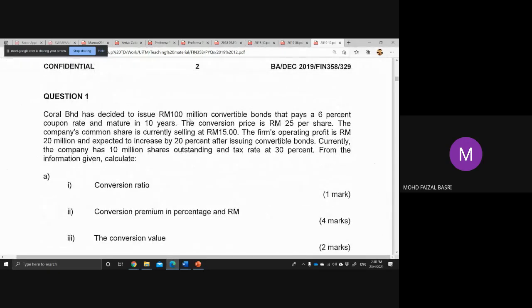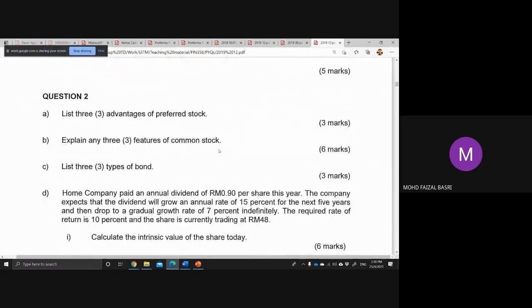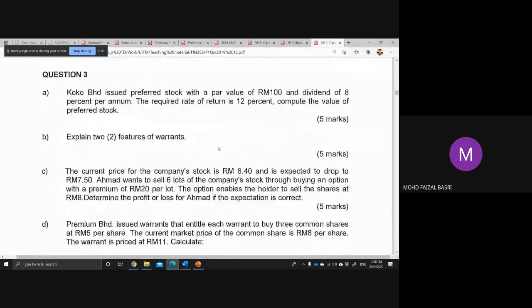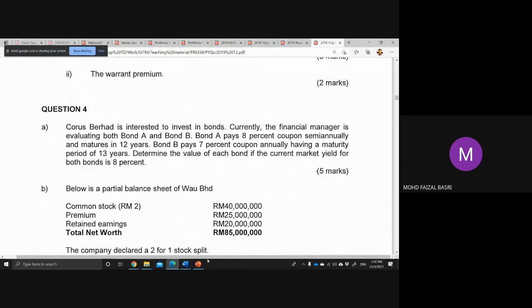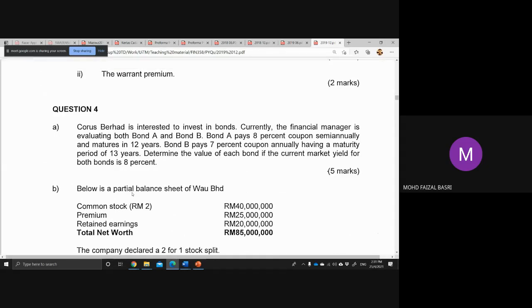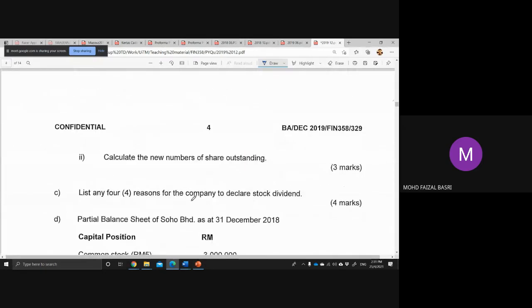So the first question is always convertible bond. We haven't done that yet, so skip this one first. We will check and go through it later. We need to find questions that involve bonds. For question number 4 here, 4A, this is related to VB. The question asks us to find the value of each bond. I don't want to do this one because we discussed it last week or 2 weeks ago. So let's try to find other questions.